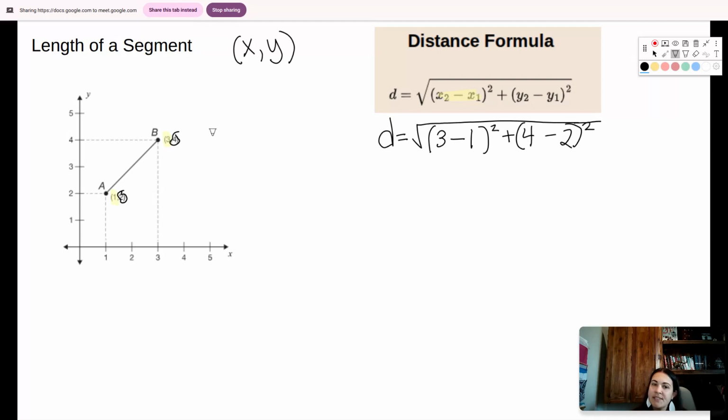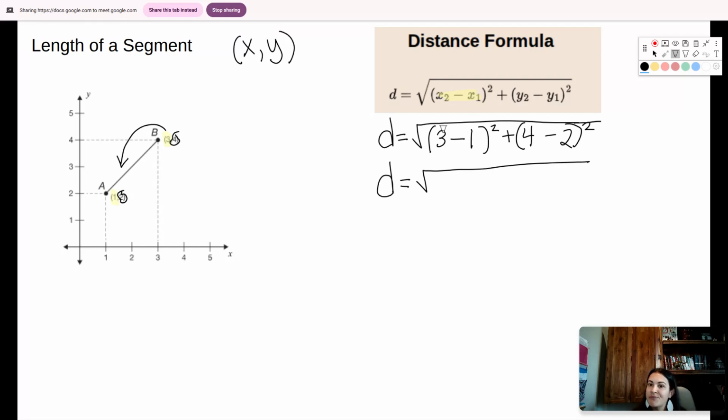The most common mistake is to take the 3 and subtract the 1, and then to switch the order on the y values and take the 2 and then subtract the 4. So sometimes I will draw arrows like, okay, I started with this 3 and subtracted the 1, so I need to make sure and start with the 4 to subtract the 2, just like in the formula. So just make sure that you stay consistent with which point you start with when you subtract the x's and the y's.